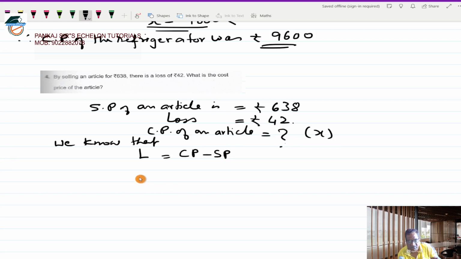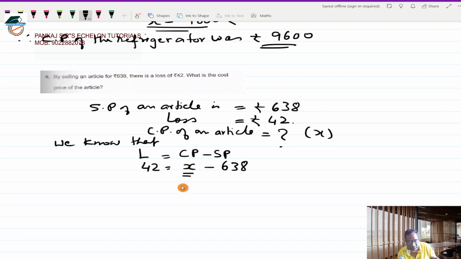Now loss is given to you as 42, so I'll write 42 here. Cost price is something I have to find out, so I'll put an X over here. Selling price is given to me as 638, so I'll write 638 over here. Now you want to find out this X, because that has been asked: the cost price of the article. Now to find out this X, I'll have to make this X the subject of this formula.